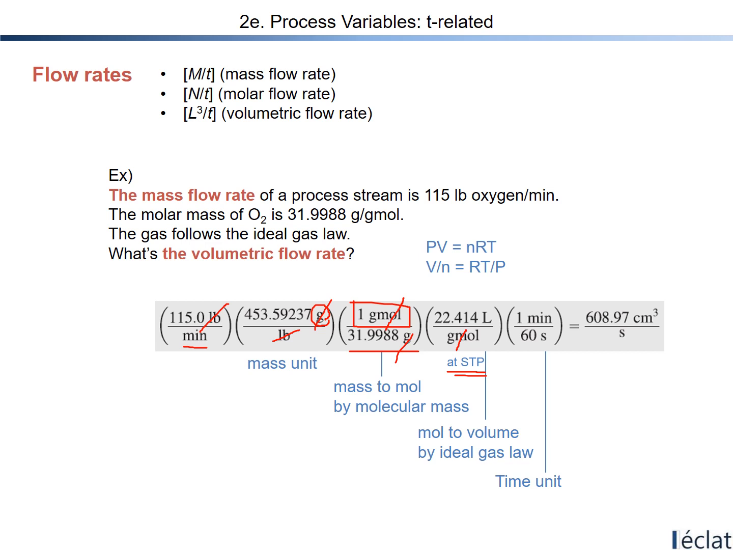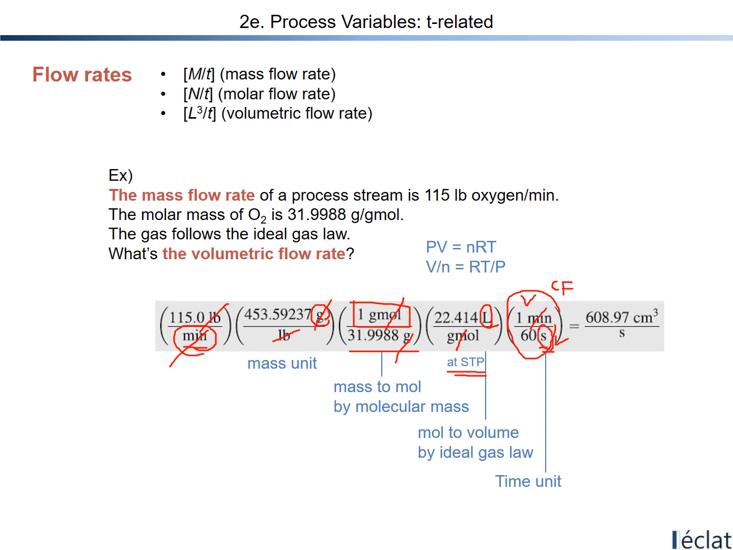If we want, we could change the minute to second. 1 minute is equal to 60 seconds. Then this is another conversion factor, right? A time conversion factor. Then the minute is erased with another minute. Then we have second, so the final unit is liter per second.